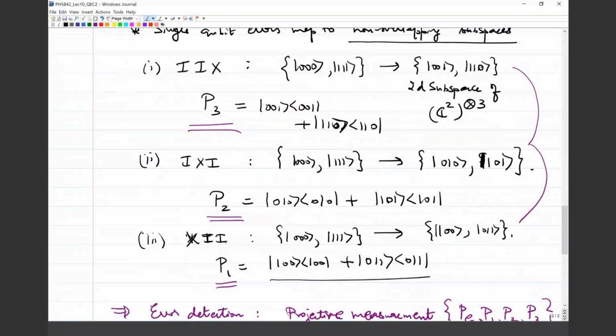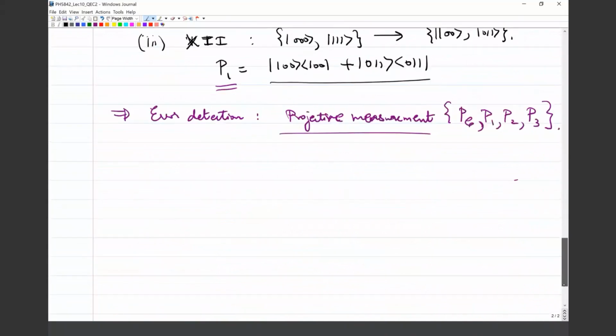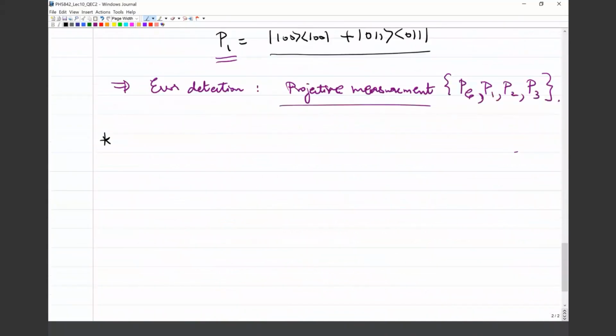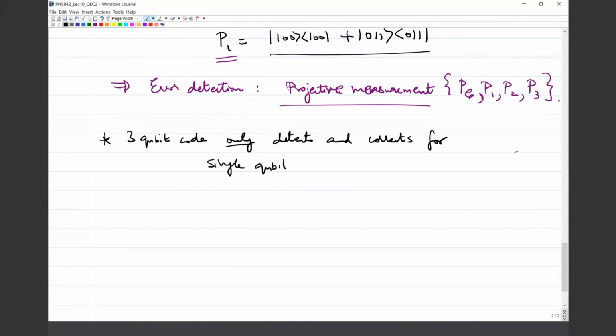So we've already done this analysis. I don't want to go back and repeat all of that. But the point is, the 3-qubit code only detects and corrects for single qubit bit flip errors.